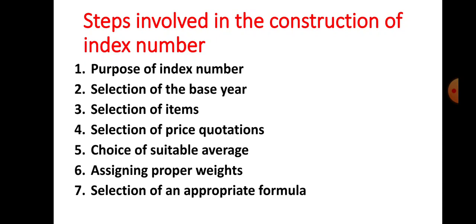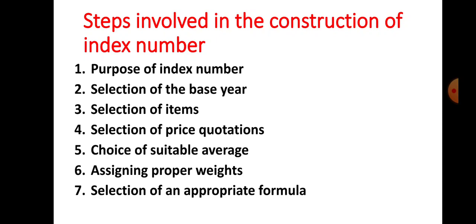Second step is selection of the base year. What is a base year? Base year is that period against which comparisons are made. Selection of suitable base period or base year is a very crucial step. It should be of reasonable length and normal one, that is, should not be affected by any abnormalities like natural calamities, war, extreme business cycle situation, etc. So it should not be too close or too far. So selection of the base year, that is the second step involved in the construction of index number.